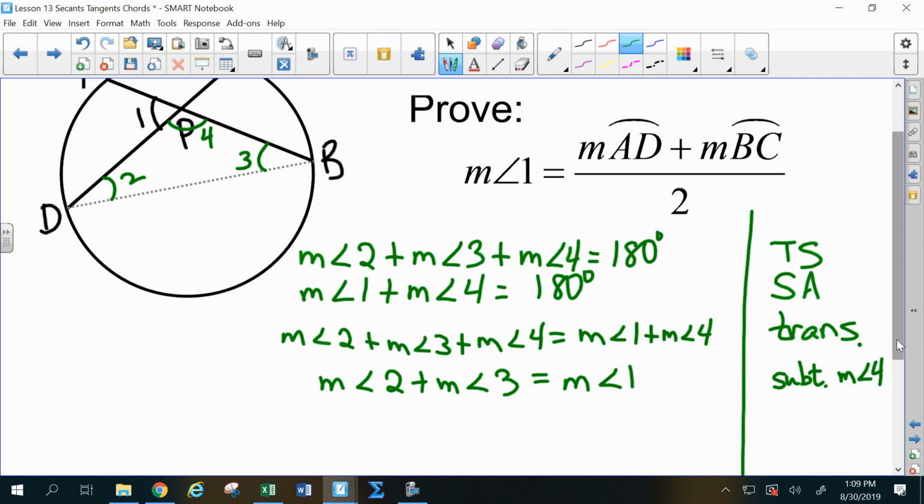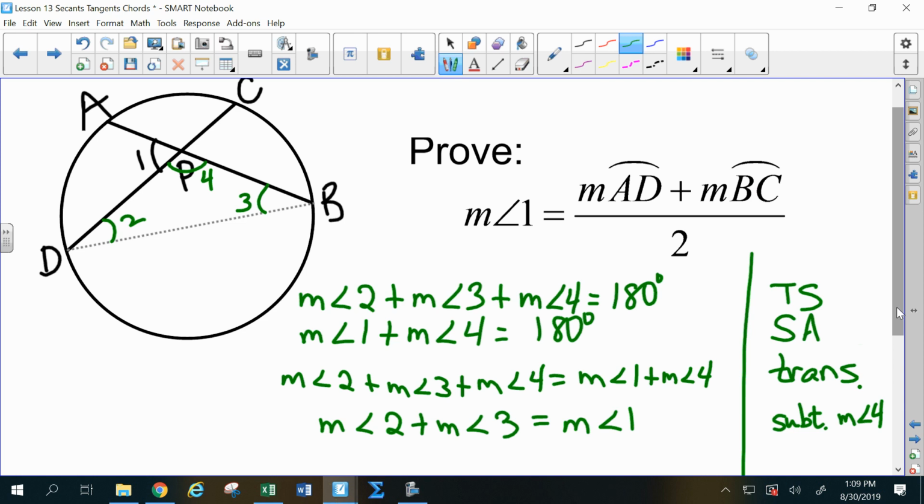So I'm trying to prove something about the measure of angle 1, right? And I have something in my proof now about the measure of angle 1. I want it to be arc plus arc over 2, but what I have is angle 2 and angle 3. With the place that I drew that extra line, what kind of angle is angle 2 in this circle? What are we going to have there? Johnny. It's going to be an inscribed angle. So the measure of angle 2 is going to be half of this arc that it intercepts, right?